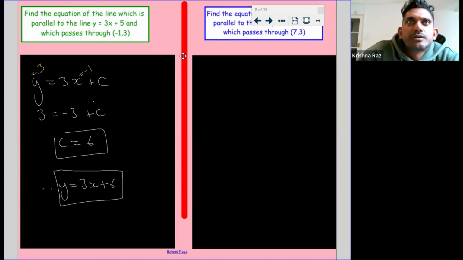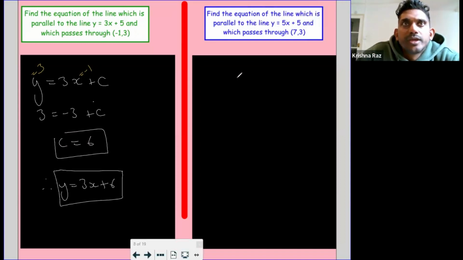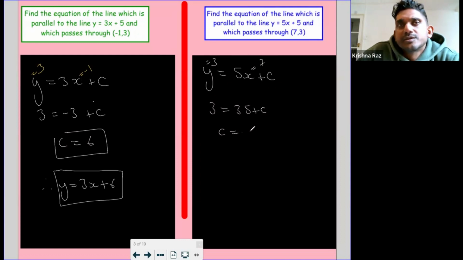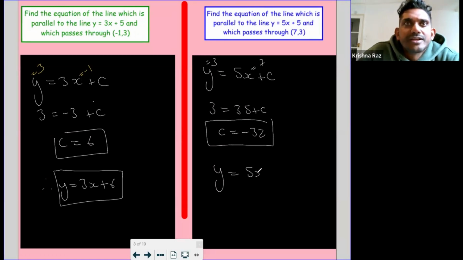On the second one, oh, I blocked that for you so you wouldn't have been able to see it in the first place. We have y equals 5x plus c. x is 7, y is 3. So 3 equals 35 plus c. So c equals -32. So y must be equal to 5x minus 32.